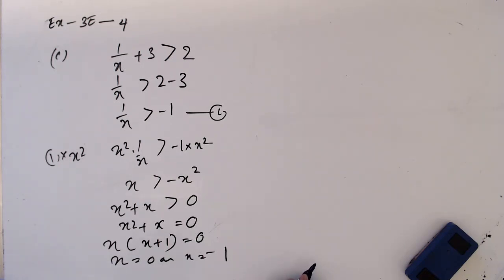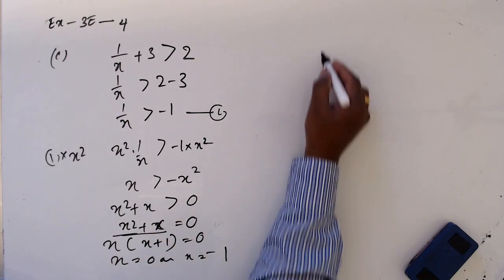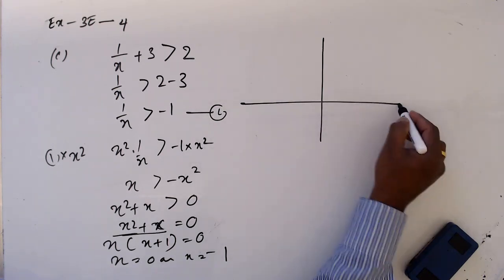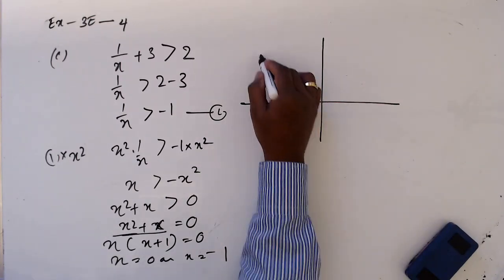Now this is a quadratic. It has a minimum, and roots 0 and minus 1.